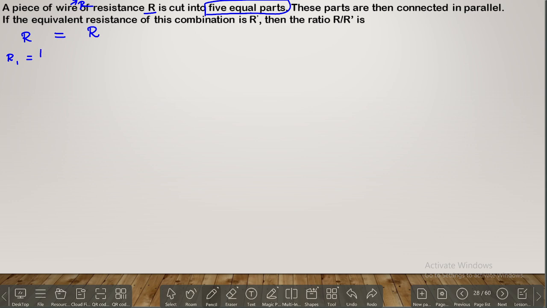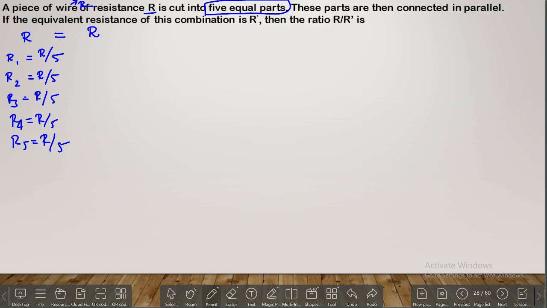R1 is equal to R by 5. R2 is equal to R by 5. R3 is equal to R by 5. R4 is equal to R by 5. And R5 is equal to R by 5. Clear? So after cutting, what will be the resistance of each part over there? Each part is going to have a resistance of R by 5.